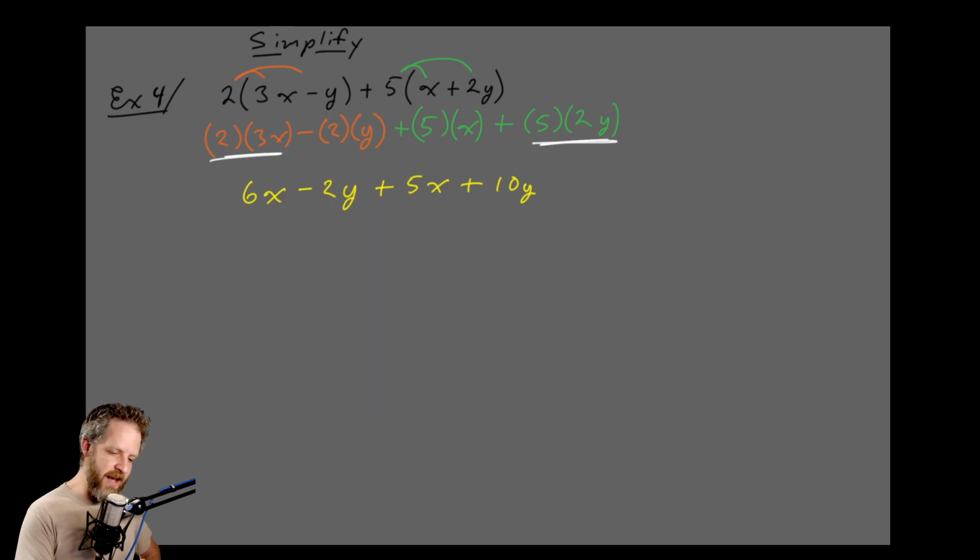Now we're going to combine like terms. 5x and 6x, those match, right? And these two match. So 6x plus 5x is how many x's? Well, 6 plus 5 is 11, so 11x. And then negative 2y plus 10y, those signs are different, so we subtract and keep the sign of the bigger one. So it is plus 8y.